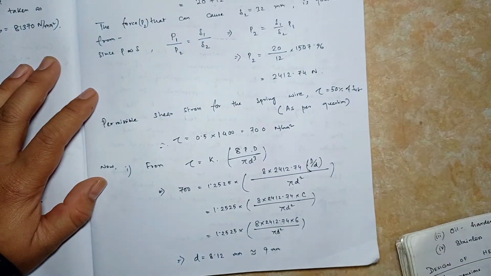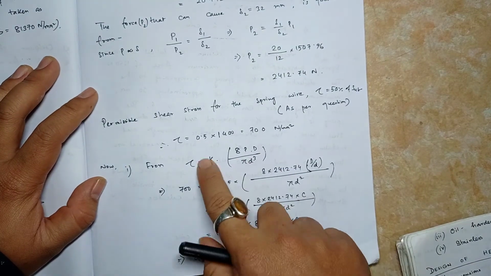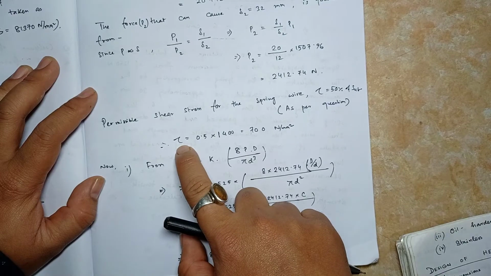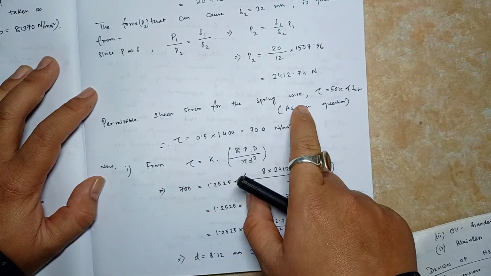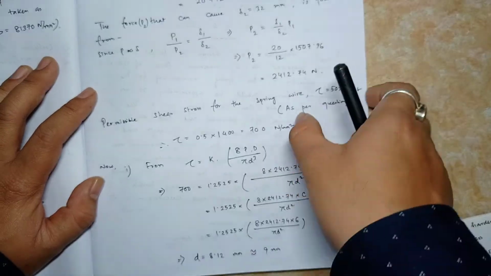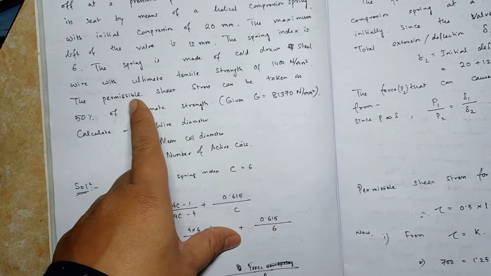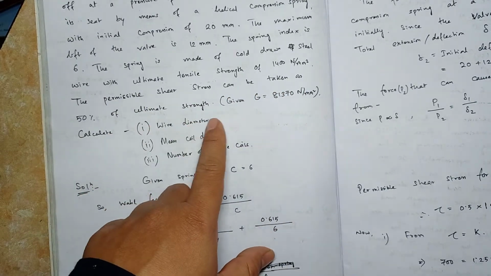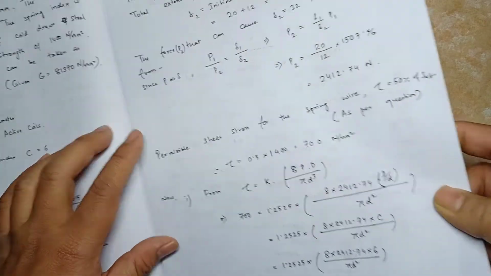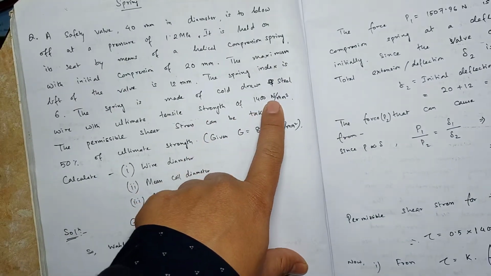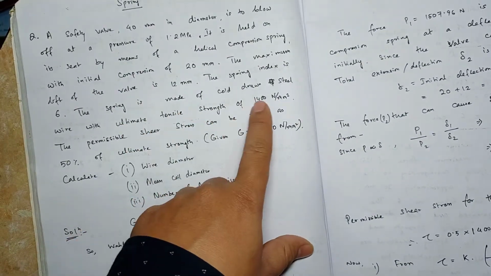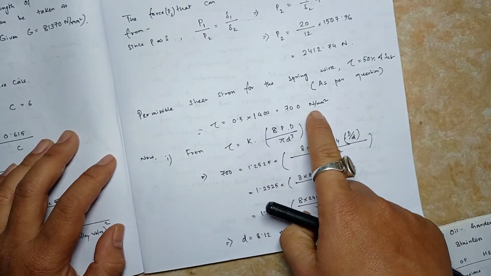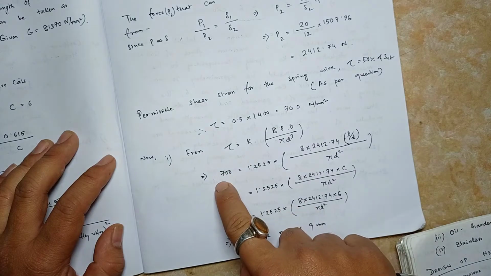So C is given. Okay, now what do you need for this relation? You need the shear stress. So shear stress is 50% of ultimate stress, which is given in the question. The permissible shear stress can be taken as 50% of ultimate strength. So ultimate strength is 1400 Newton per millimeter square. Okay, ultimate tensile strength is 1400. So 0.5 multiplied by 1400 is 700, so put it here, 700.